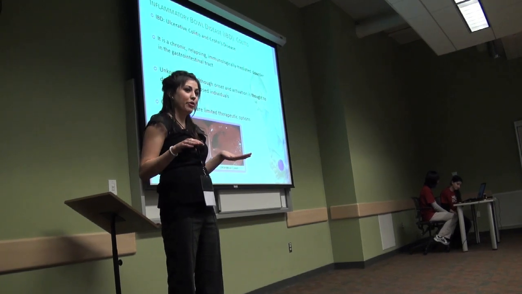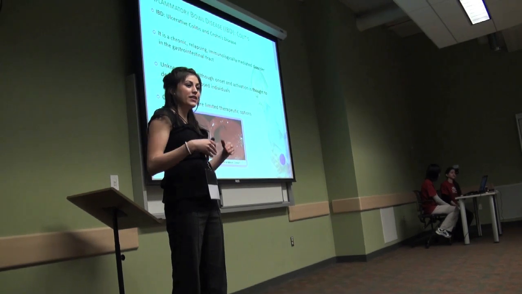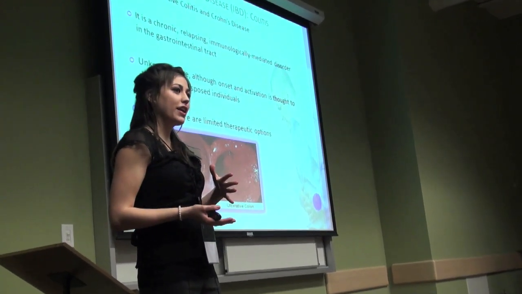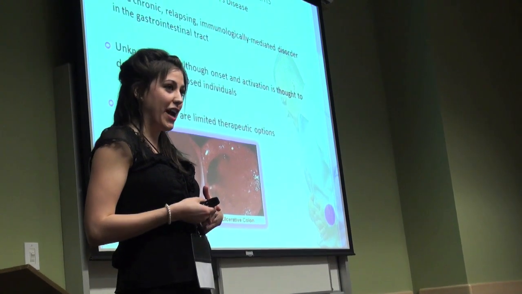So in these individuals, the epithelial barrier is thought to be defective, so this allows for translocation of bacterial products into the lamina propria, and this triggers chronic activation and inflammation of the GI tract.